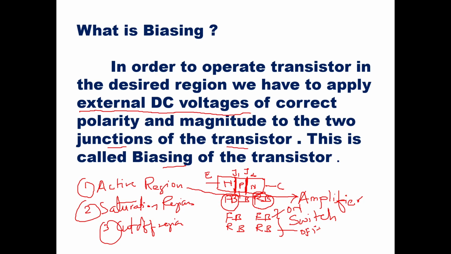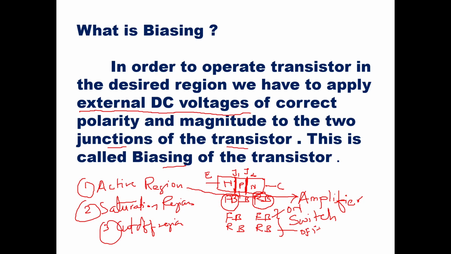Forward bias or reverse bias. So if you want the active region, the first junction between emitter and base should be forward biased, and the second junction between base and collector should be reverse biased. Now this is the application of external DC voltage. This is not the signal which you want to apply.